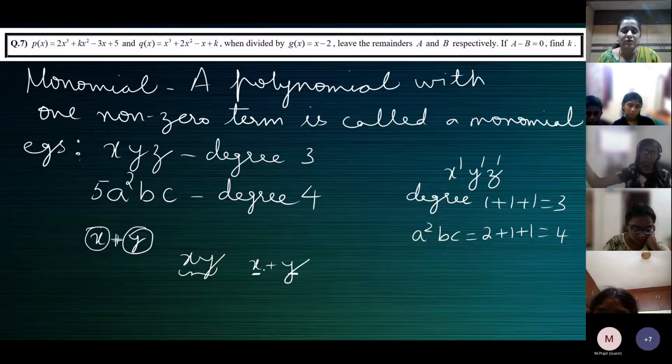Binomial. And how do you understand? How do you make out that these are two different terms? Because they're separated by the plus sign. The plus or the minus sign separates the terms. So this one is a binomial.